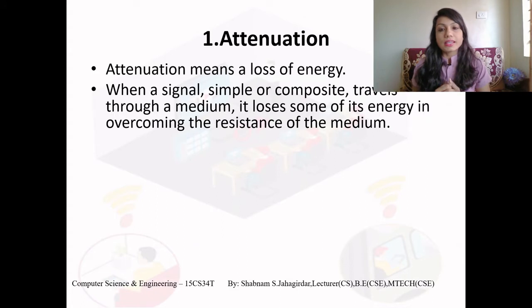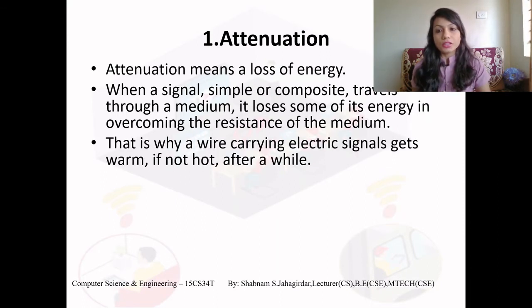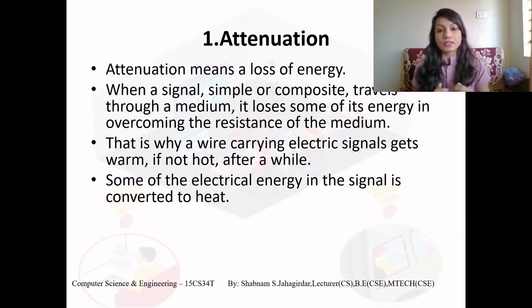When a signal, simple or composite, travels through a medium, it loses some of its energy in overcoming the resistance of the medium. That is why a wire carrying an electric signal gets warm if not hot. That is, when the signal is traveling through some wire, it loses its energy due to the resistance of the wire, and because of that your wire also gets heated. Your electrical energy of the signal is converted into heat.